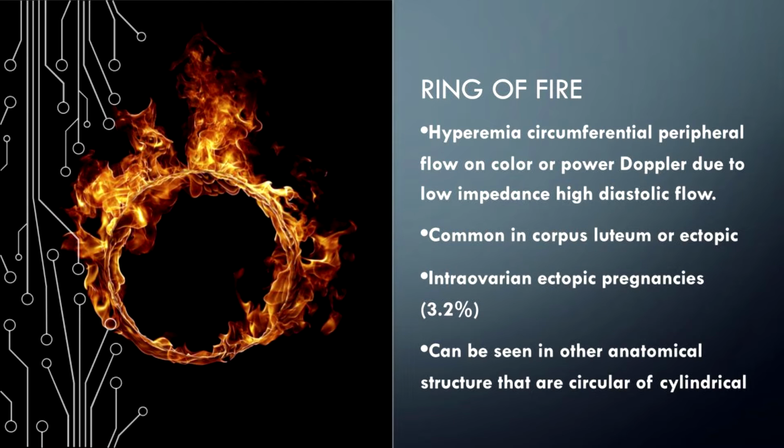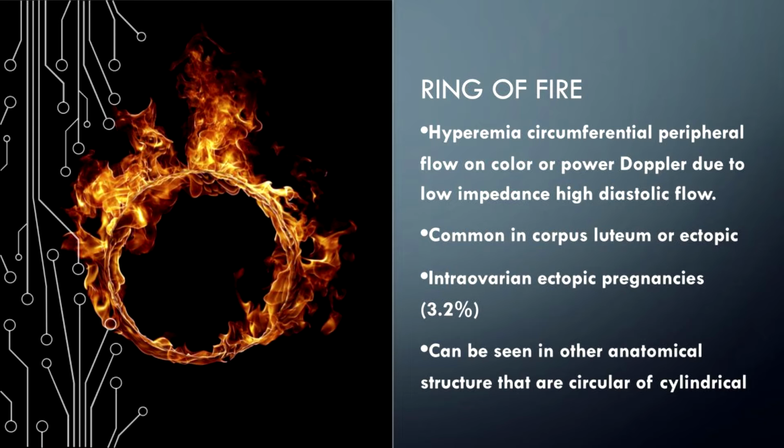So the Ring of Fire is a hyperemia, circumferential peripheral flow on color and power Doppler due to low resistance blood flow. So there's a lot of blood going to the structure. The structure is circular and there's a ring of vascularity to it, which is going to have color and power Doppler flow in all parts of the cardiac cycle. It's going to be increased flow. It's going to be very obvious flow.